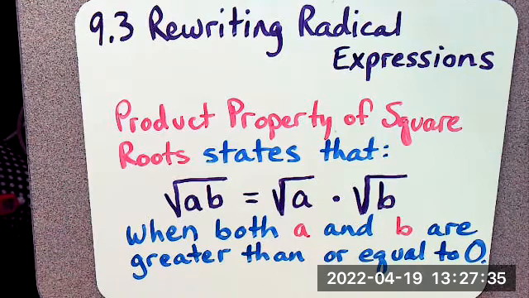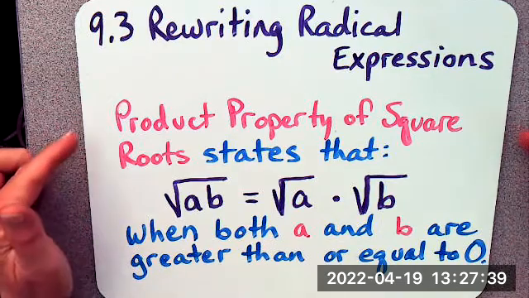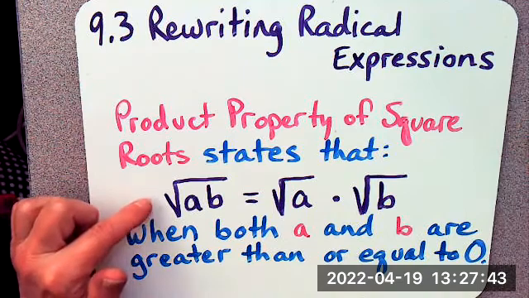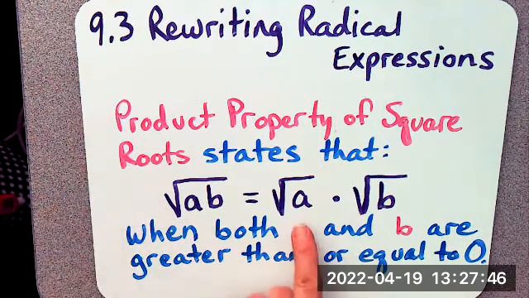This is Ms. Billerbeck, and we're going to talk about rewriting radical expressions. The product property of square roots states that the square root of AB equals the square root of A times the square root of B when both A and B are greater than or equal to 0. So let's take a look at square roots.